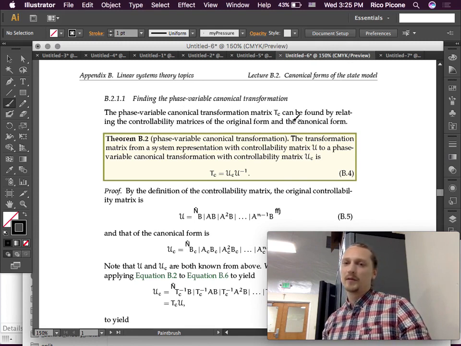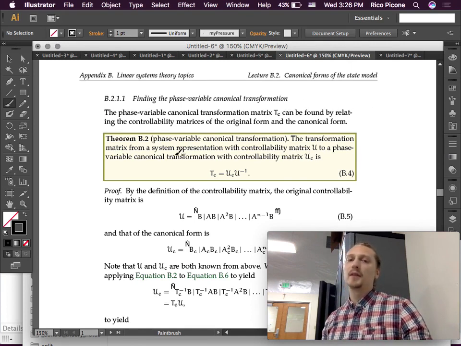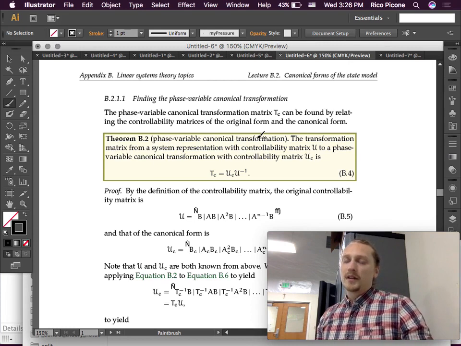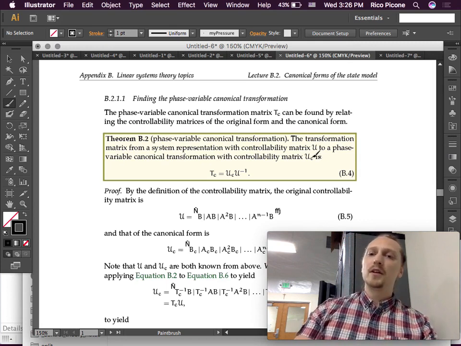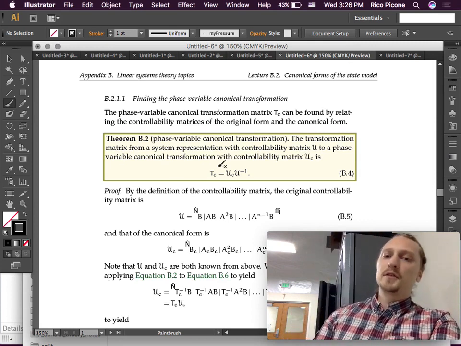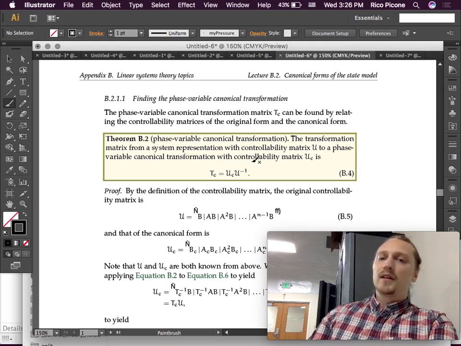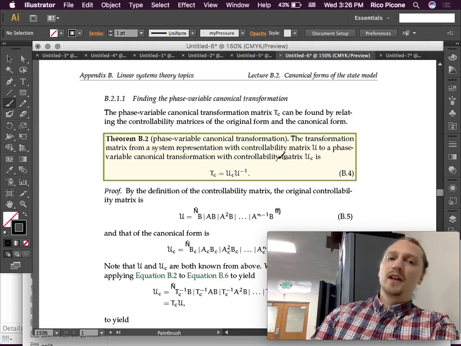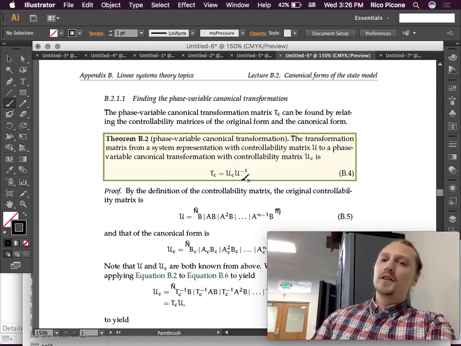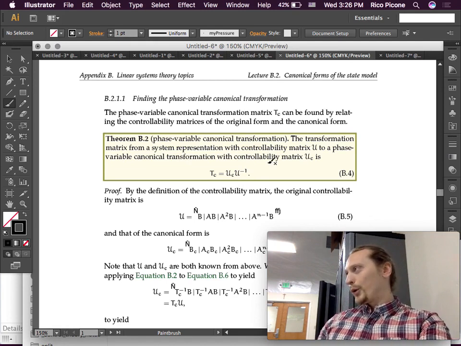So the phase variable canonical form transformation matrix can be found by relating the controllability matrices of the original form and the canonical form. The transformation matrix from a system representation with controllability matrix U to a phase variable canonical transformation with controllability matrix UC is TC equals the controllability matrix of the canonical system times the controllability matrix of the original system inverted. Whew. Right?